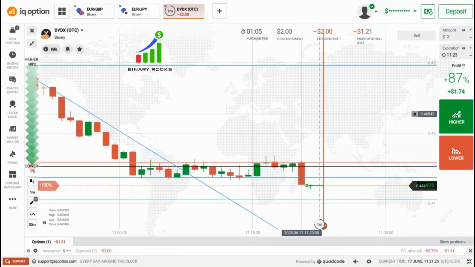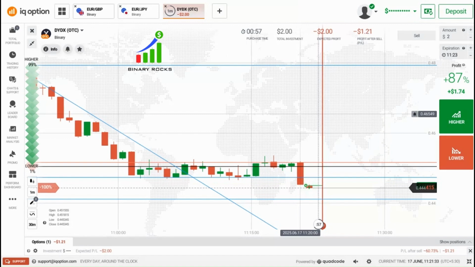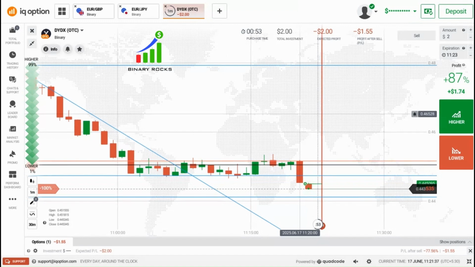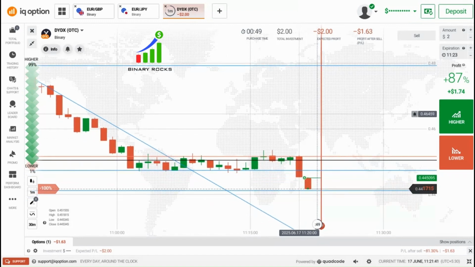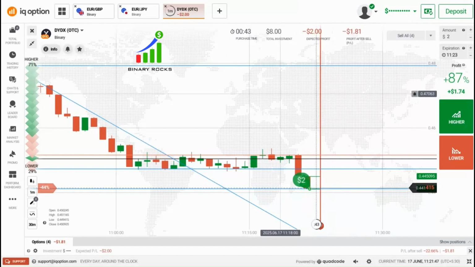Try to plot the levels as much as possible, which will give you perfect entries, and you can understand the market better. By plotting the levels, you will understand where the market is in a certain range and trade at the maximum area where you can get a nice opportunity. See, there is a level, so I am going with buyers. We have to see what will happen.